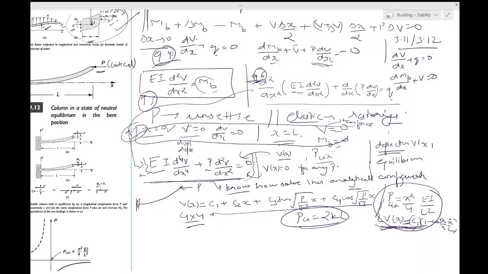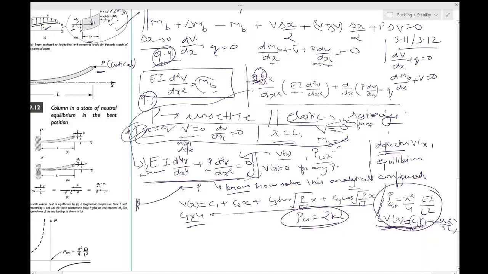But if you want to keep one of these constants free, using the method which the book has discussed, you get this family of deflection configurations, which will still be acting at the critical value.